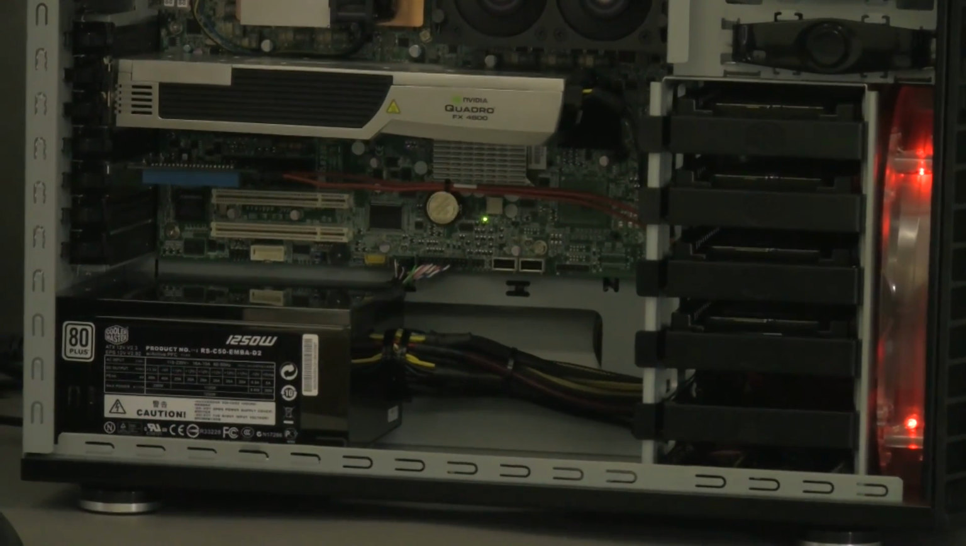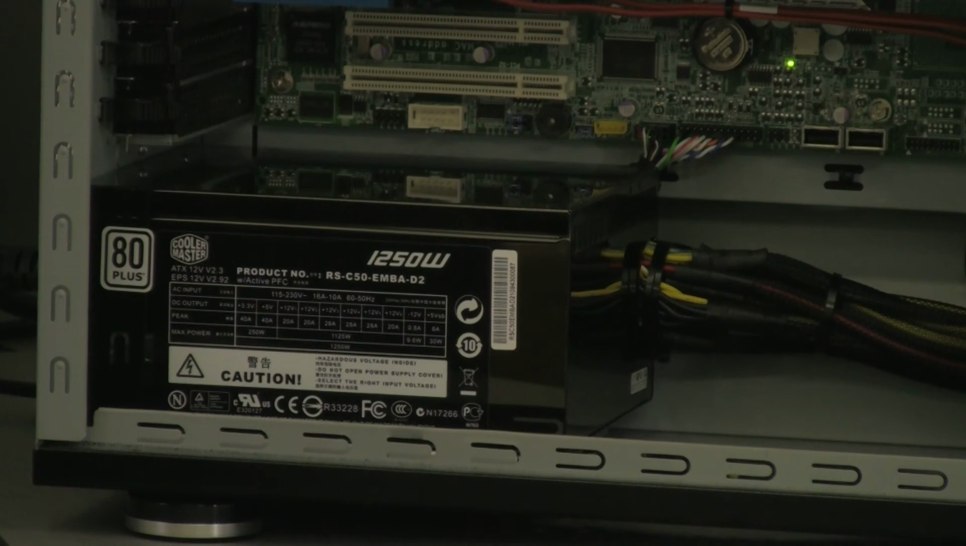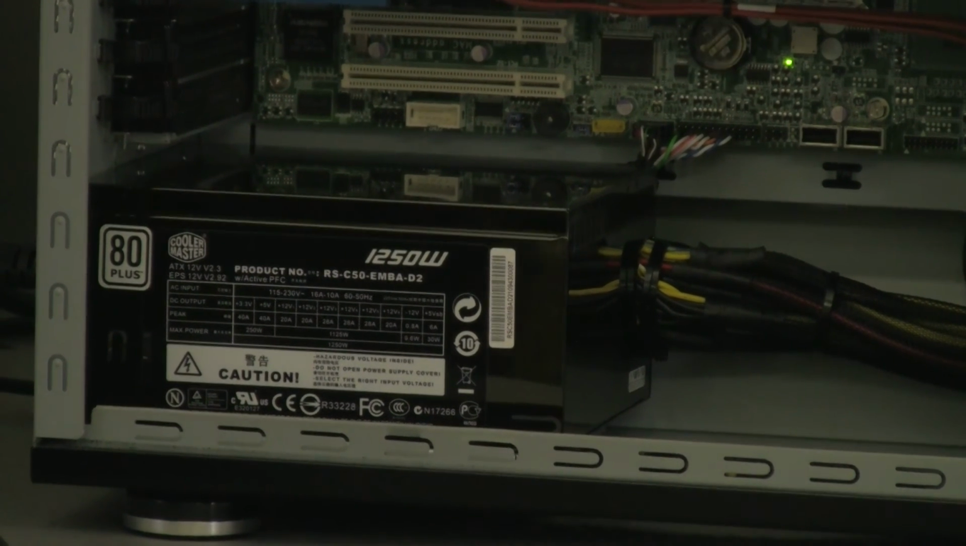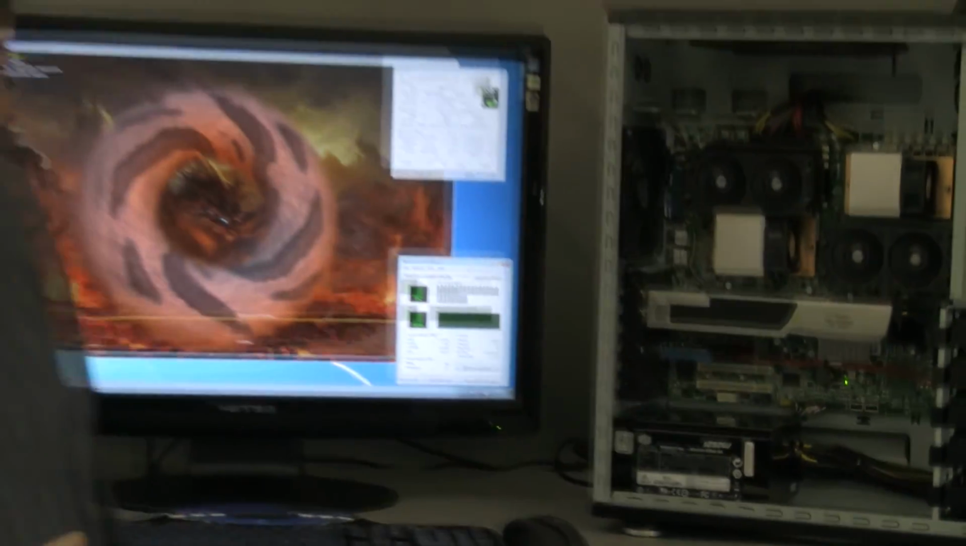The power supply is a Cooler Master 1250 watt power supply. There's ample power for expansion if needed for more drives and eventually a little bit more RAM. This is about it for this unit.